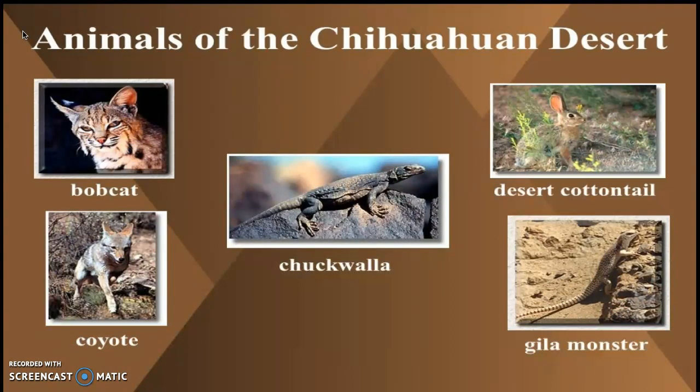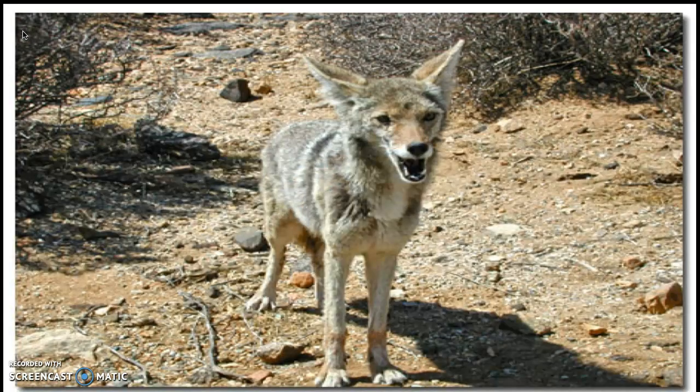Now we are going to move on to talking about animals. Some of the animals that are in our Chihuahuan Desert are the mountain lions, bobcats, bighorn sheep, coyote, mule deer, pronghorn antelope, jackrabbit, western diamondback rattlesnake, turkey vulture, collared lizard, red-tailed hawk, rock squirrel, and the roadrunner.